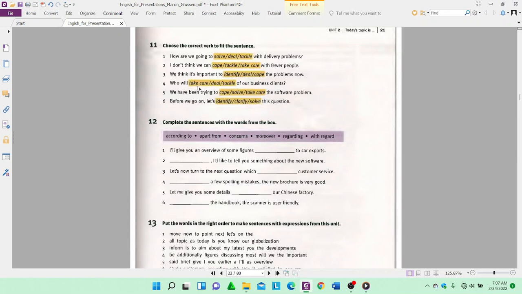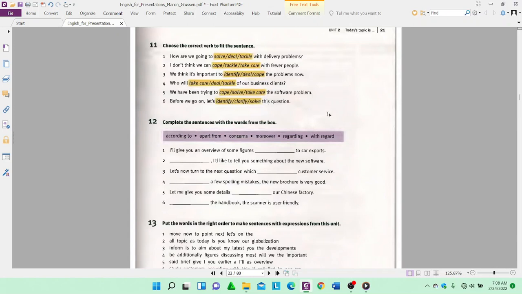4. Who will take care, deal, tackle, ada of nih, our business clients. Apa nih? Who will take care of. Itu aja sih. 5. We have been trying to, ada the software problem, nggak ada with ya. Berarti we've been trying to solve the software problem. Last one, before we go on, let's identify, clarify, solve this question. Yang mana yang pas nih? Ya. Before we go on, let's apa nih? Clarify this question. Yang pas ya, karena kalau dia solve biasanya problem. Alright.